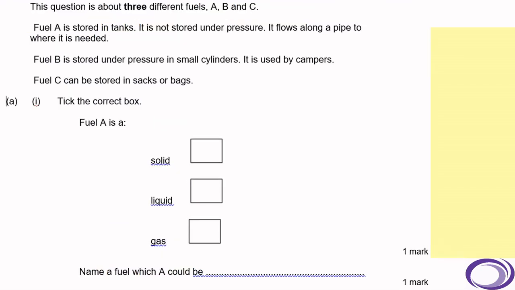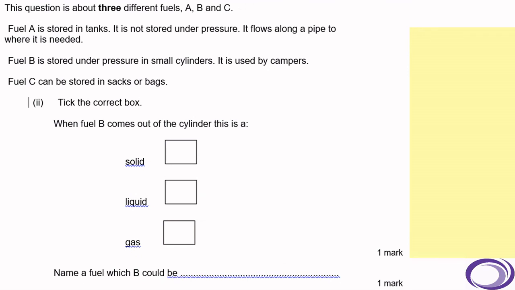Question 2, fuel A is a liquid and it could be petrol, you could have named diesel, ethanol. Petrol's probably the one that would be most common. Part 2, fuel B is a gas as it could be compressed. And it could be natural gas, you may have named some, so propane or methane.